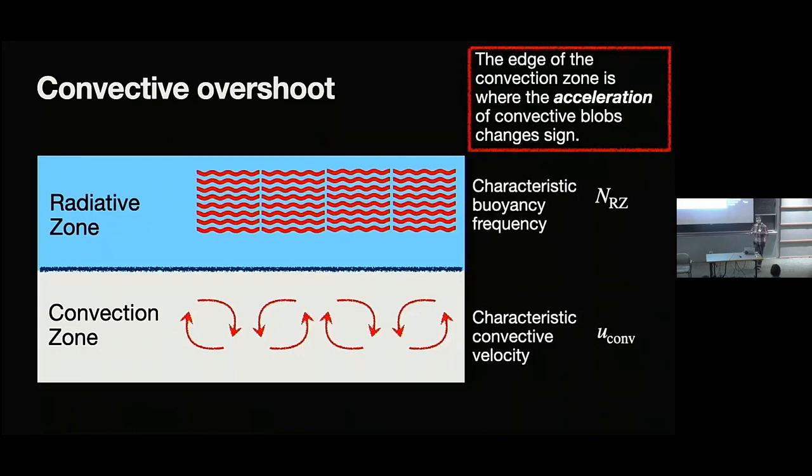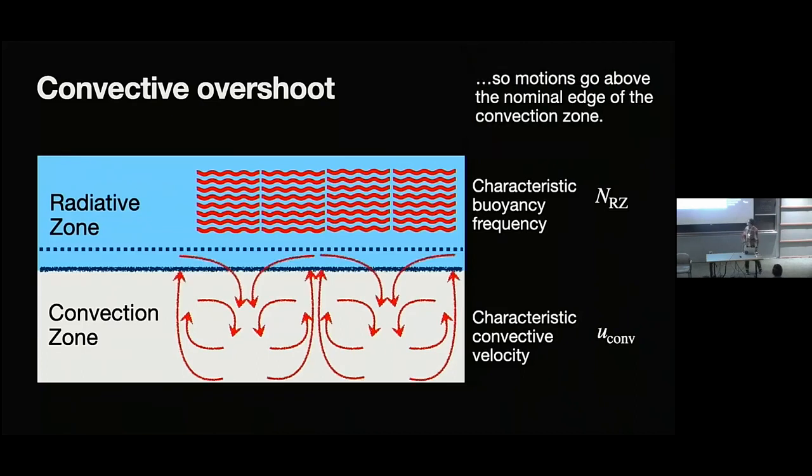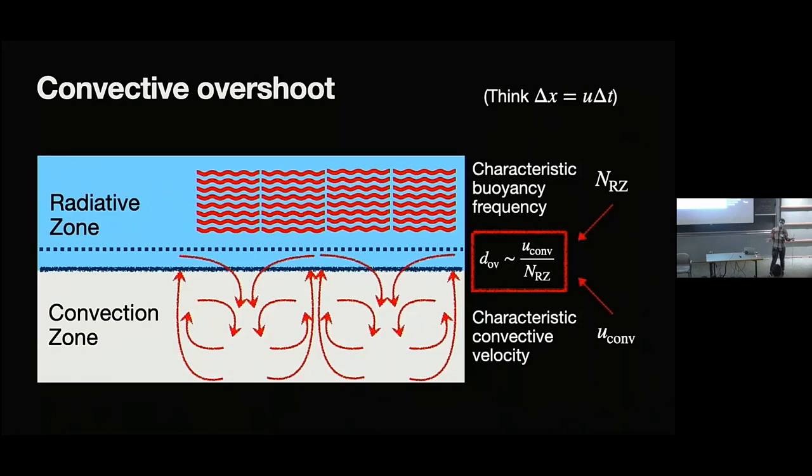And so as convective motions go into the radiative zone, they get decelerated by the stable Brunt profile there. So motions don't stop there, they go above that line. If we think in terms of, say, physics 1, you can calculate a length scale using a velocity and a time scale. Well, the length scale we care about is the overshoot depth. We already have the velocity, it's the convective velocity. And the time scale is 1 over the Brunt frequency. This is a heuristic way of thinking about an overshoot depth. Works pretty well.